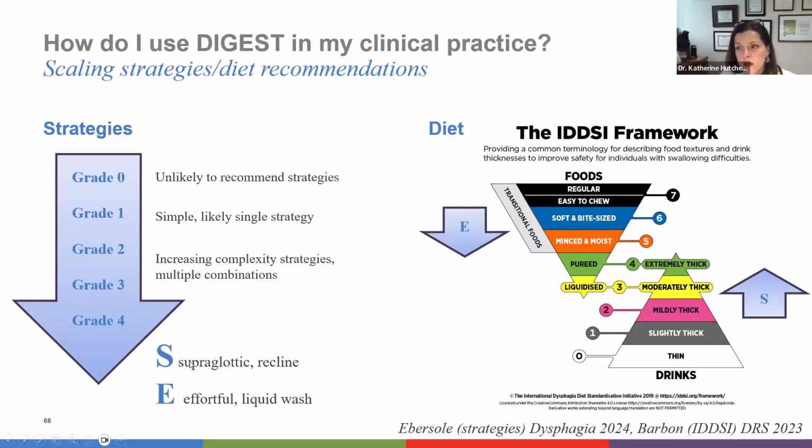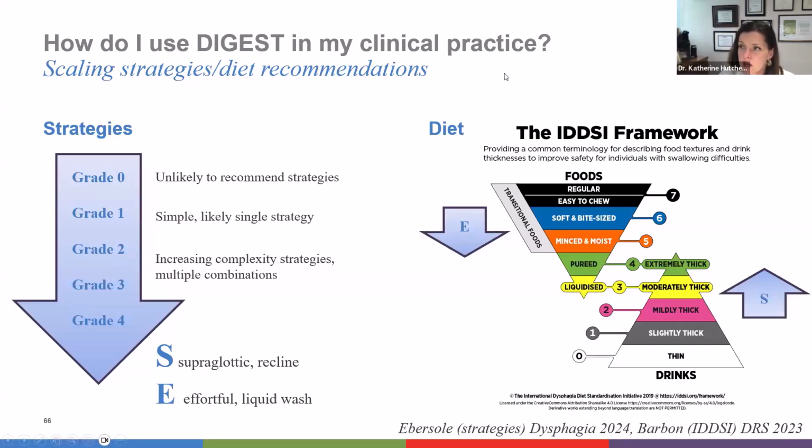So if I saw a supraglottic swallow for a patient with an S0, it would give me pause to reflect on why I'm making that recommendation, or why a clinician on my team is making that recommendation, for us to all troubleshoot the rationale behind it. Likewise, I would expect that an effortful swallow or a liquid wash would be unlikely in a patient with an E0 digest result.